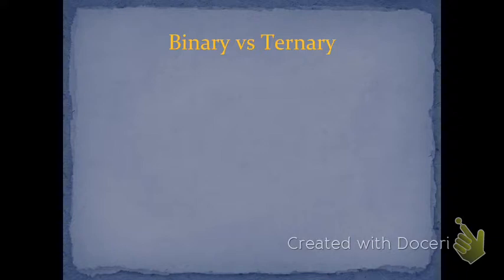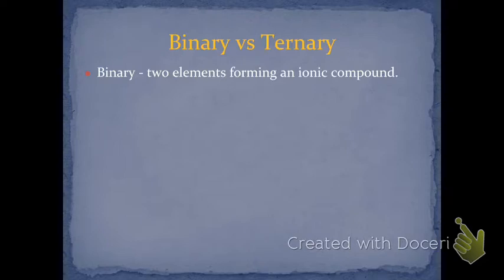So there's two types of ionic compounds. The first is called binary. Binary, the word bi means two, right? Like a bicycle. And so this is when two elements form an ionic compound. Examples like sodium chloride, sodium oxide, they all end in IDE. And notice there's two elements, right? Here's sodium and chlorine, sodium and oxygen.